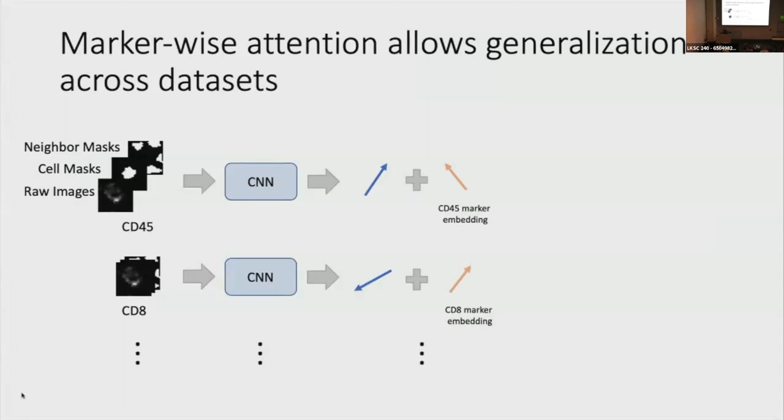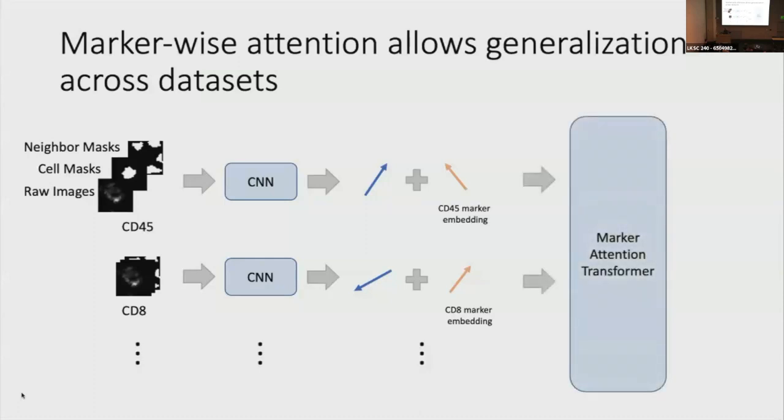There are different ways in which you can create these vector embeddings. You can learn it during this task. You can ask a language model to produce these embeddings for you. The key is that you convert the channel name into a vector. And in the end, it's just math, right? So you can take this vector, add it with the vector summarizing your image, and now you have a summary vector that has both the information content and also knowledge about what that marker actually is. Then you can feed it into a transformer module that operates across the different markers.